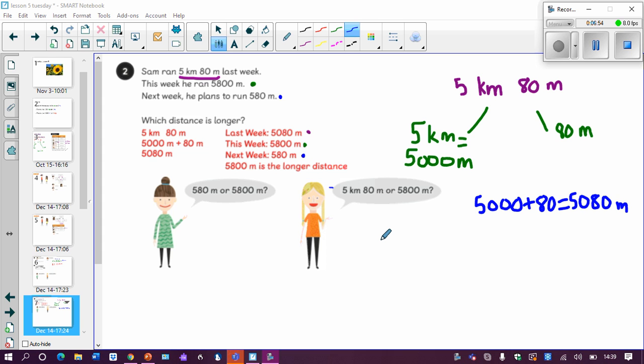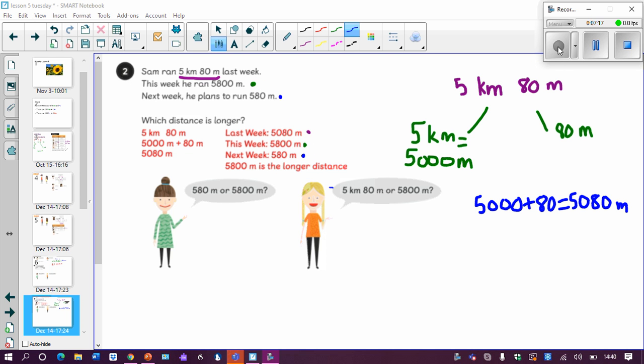Okay, here is the answer. I'd like you to tick it if it is correct. What I've done is I've put a little coloured dot so you can see where the answers are from. So this week he ran 5,800 metres, which I've dotted green here. Next week he plans to run 580 metres. I've dotted it in blue.